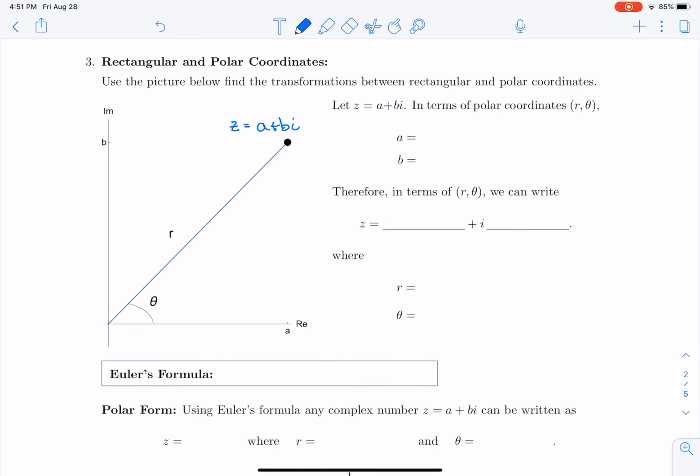In that case, a is going to be r cosine theta, because this distance here is r cosine theta. And then b is going to be r sine theta, because this distance here is actually r sine theta, using a little bit of trigonometry. Okay, so that means that we can think about z as being r cosine theta plus i r sine theta.